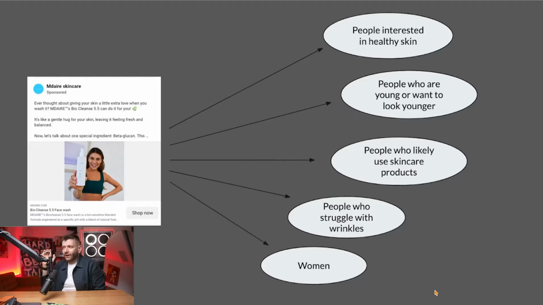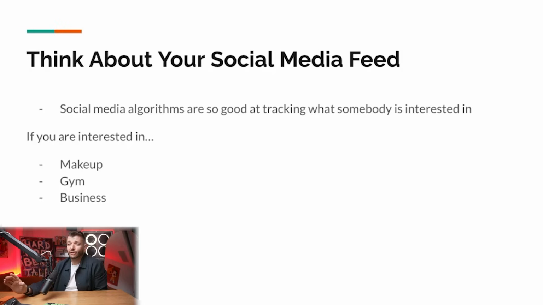So you can see how it works, right? You give Facebook all of these insights, all of this data, and then Facebook takes information from what you give it and tries to put that ad in front of the most relevant person at the relevant time, the person that can buy your product. If you think about your social media feed, social media algorithms are so good at showing you exactly what you're interested in. If you like some content about makeup or gym or business or cars or guns, it will show you more of that content, and then your whole feed will be populated with content about that topic. So the Facebook ads algorithm works in exactly the same way.